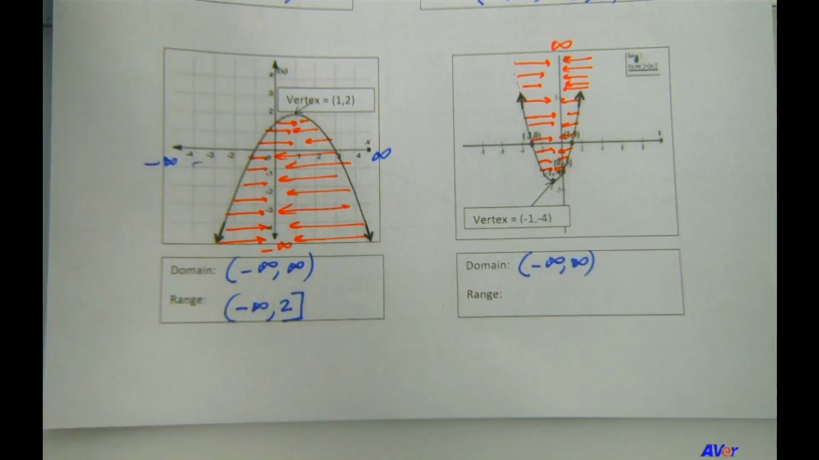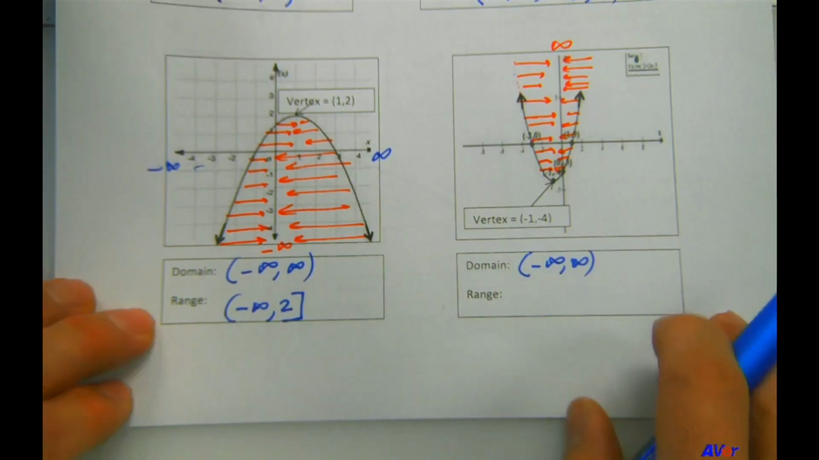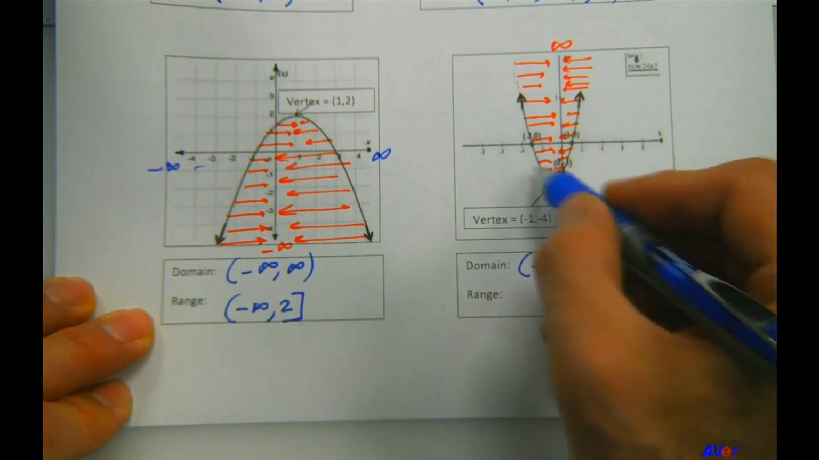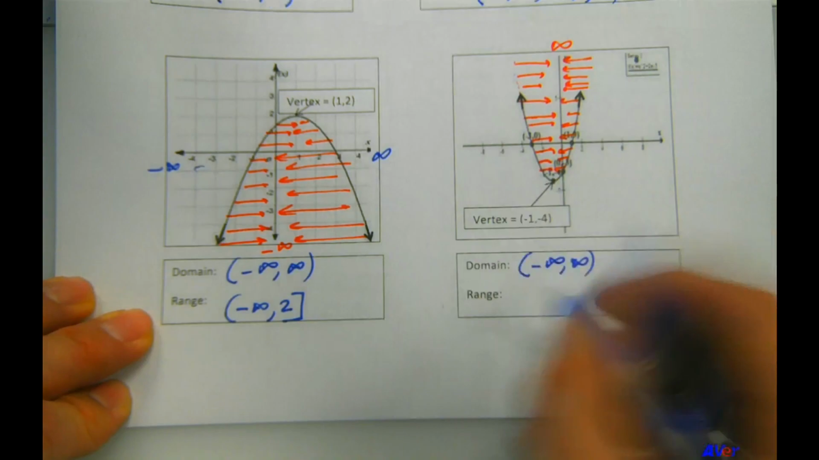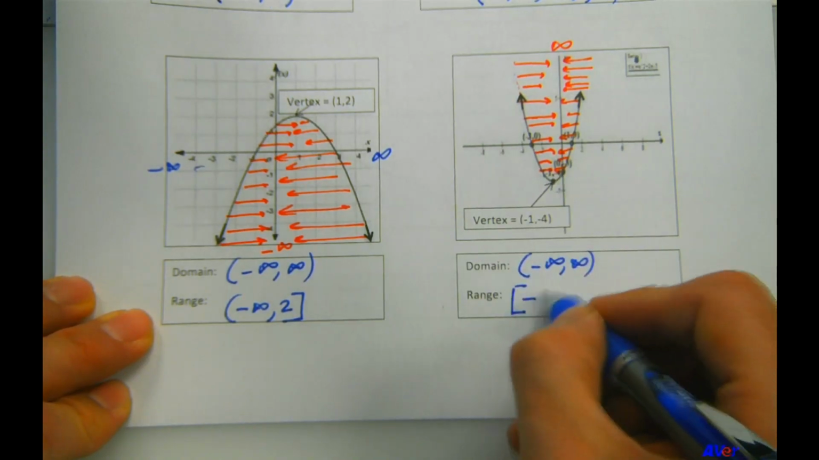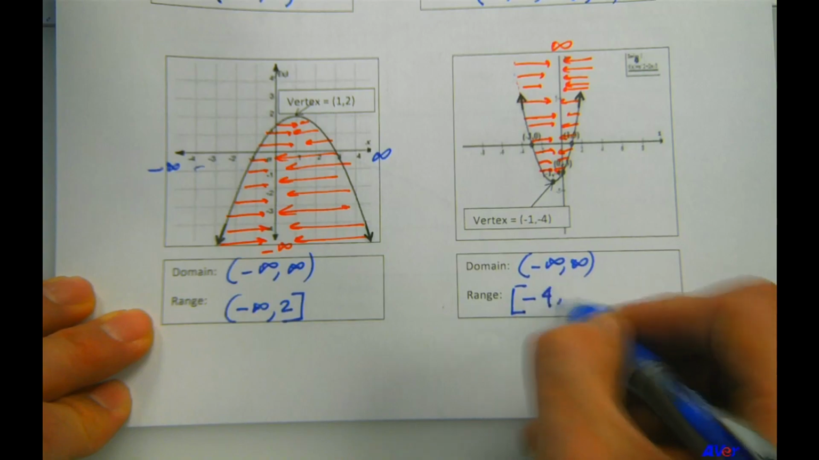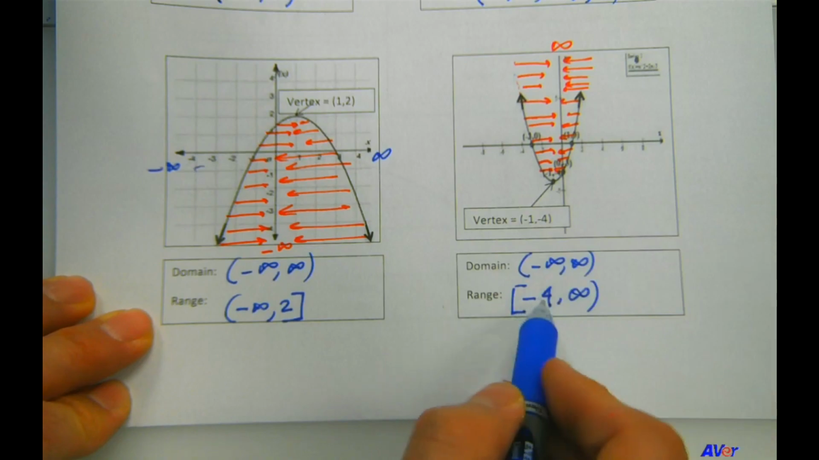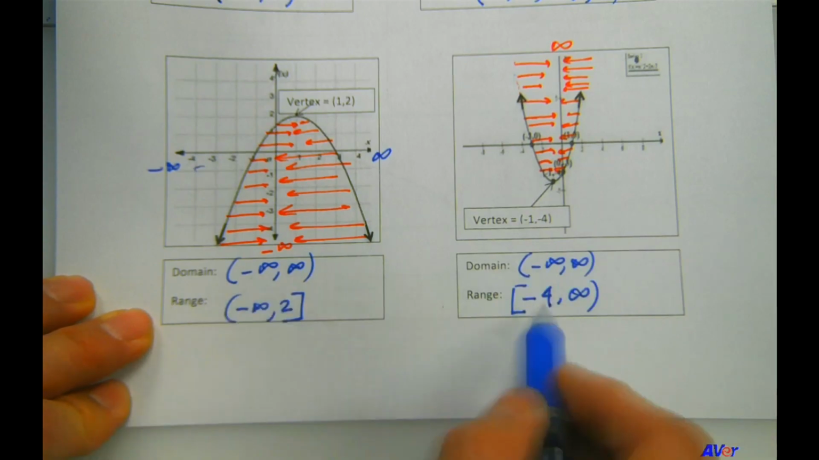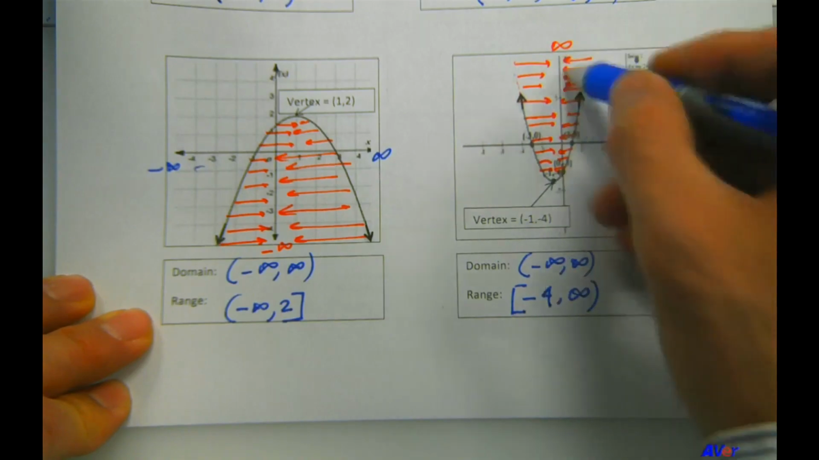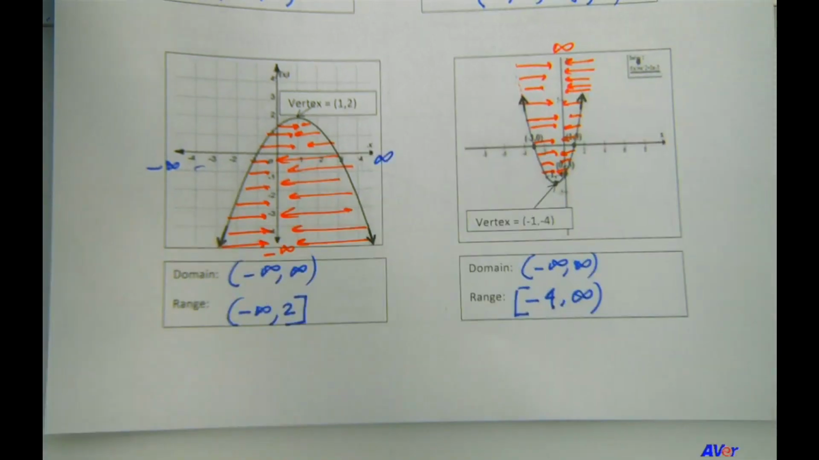Okay, so now we can write the range. Does it go through -4? Absolutely. It goes right through the vertex. So we can write bracket -4, comma, positive infinity. We always put the smaller number on the left. That's what you see here. So -4 to positive infinity. I hope this matches what you wrote down on your own.